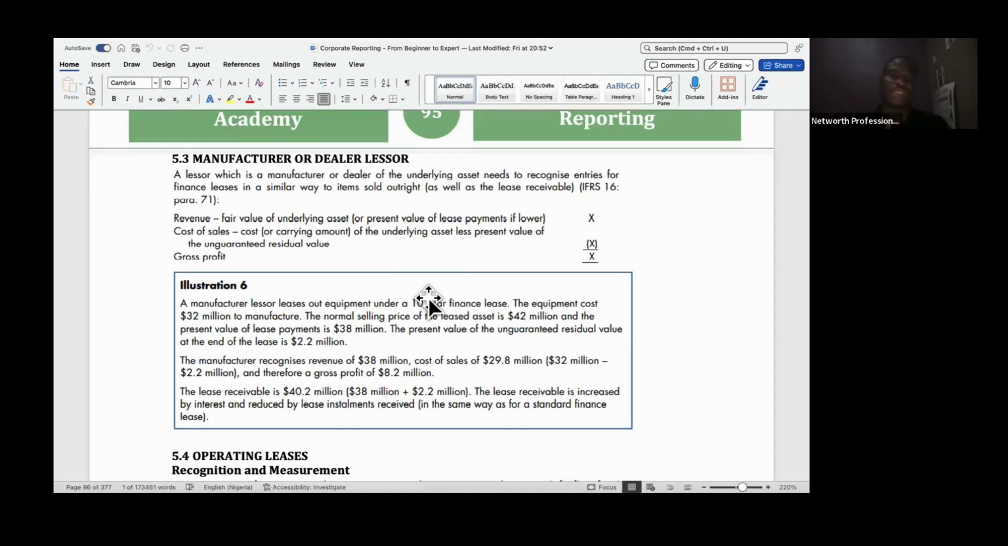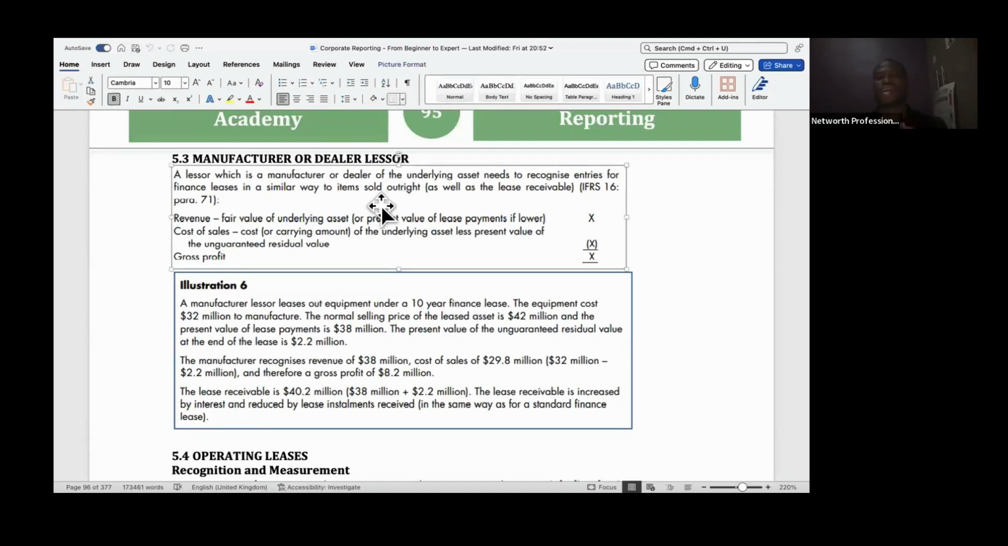IFRS 16 calls that kind of lessor a manufacturer or dealer lessor, because that is what this guy also sells normally. And ordinarily, if he had sold it outrightly, he would have recognized revenue and also cost of sales, and he would have gotten a gross profit.